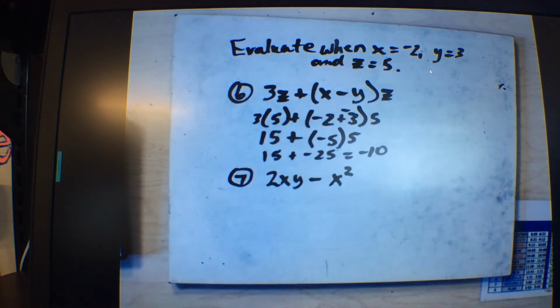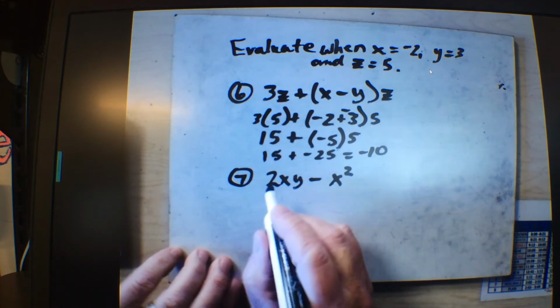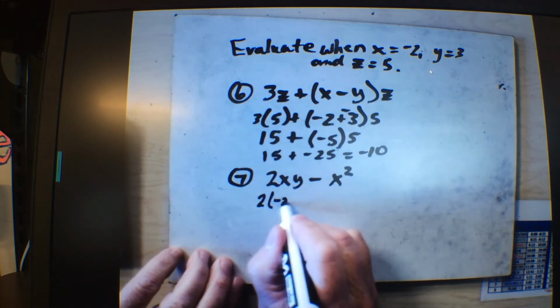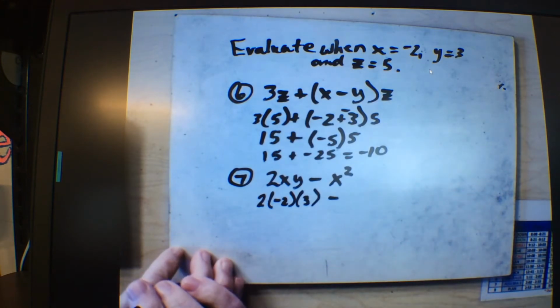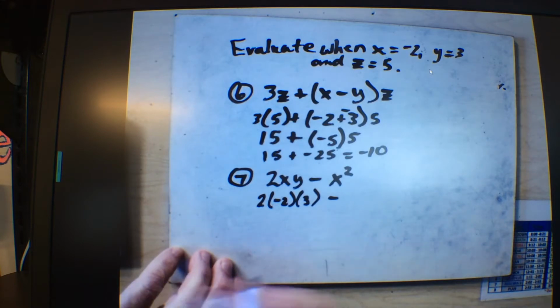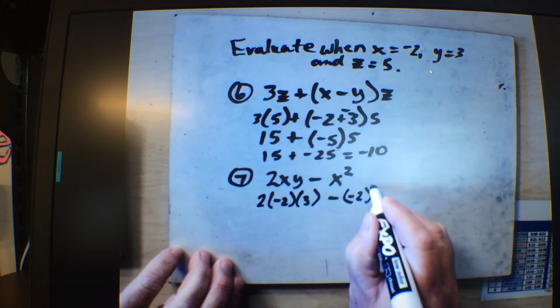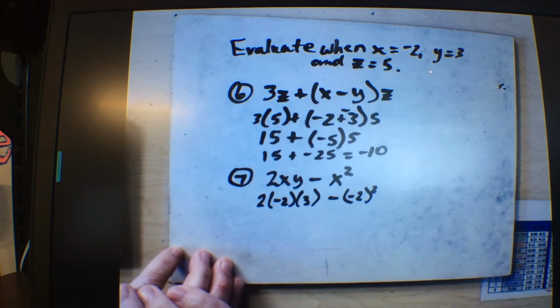Two xy minus x squared. I substitute in, I have 2 times the negative 2 times 3 minus, what do I do about the x squared deal? Okay, it's actually a negative 2 quantity squared, right? As she said, a negative 2 times a negative 2. Very good, Tirsa.